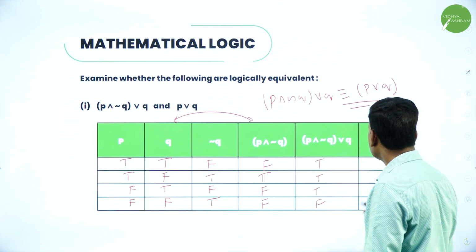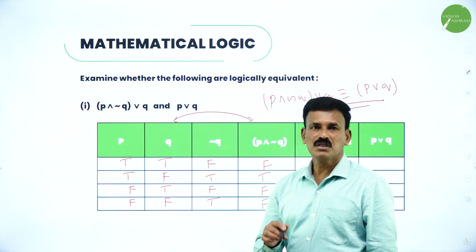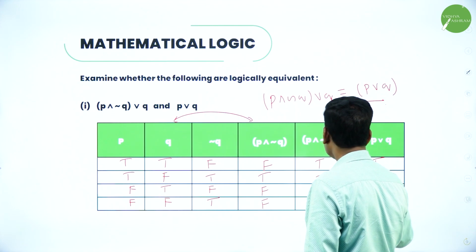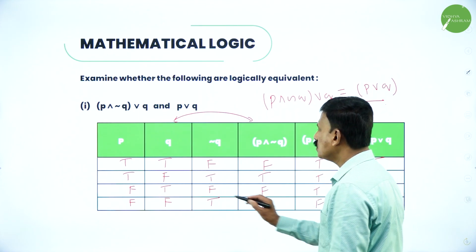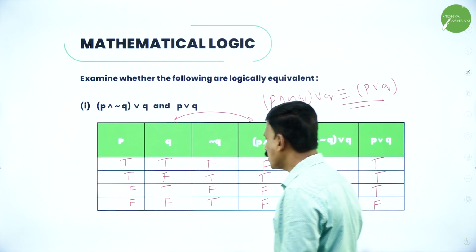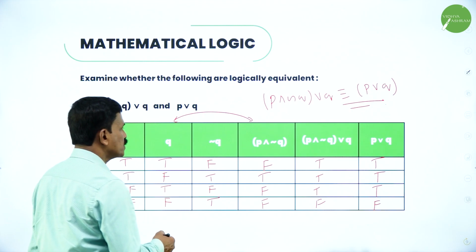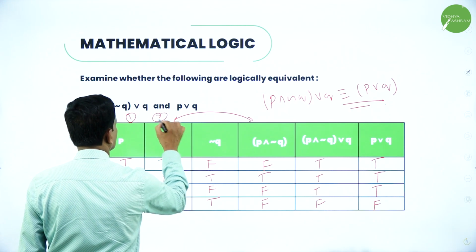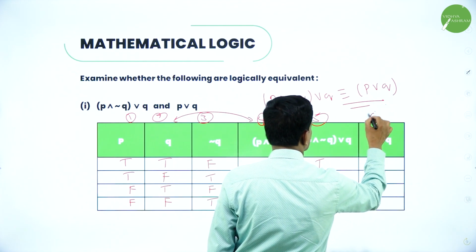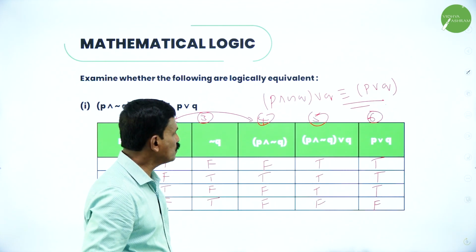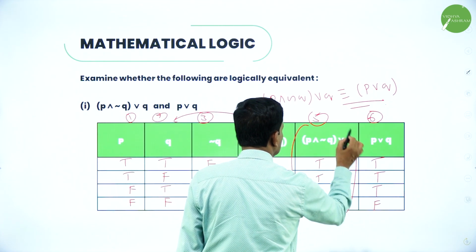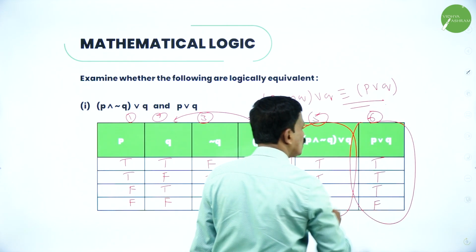Now, write down the disjunction for P and Q. What is disjunction? False and false is false. In all other cases, it is true. True and true is true. True and false is also true. False and true is also true. False and false is false. Observe carefully. If you represent this as first column, second column, third column, fourth, fifth, sixth column, the truth values in the fifth and sixth column are same: T, T, T, F.